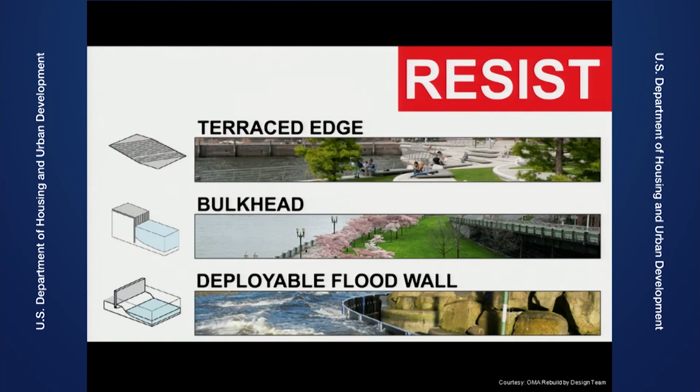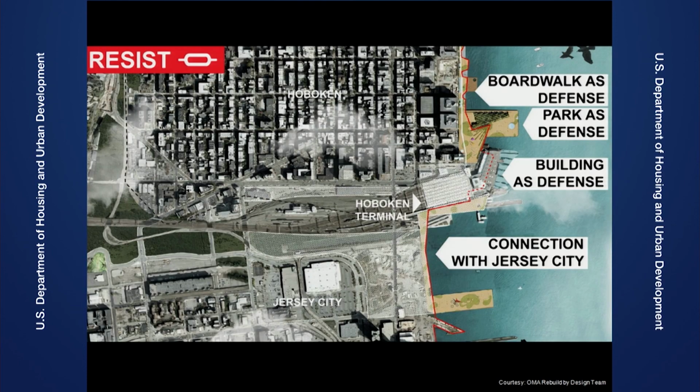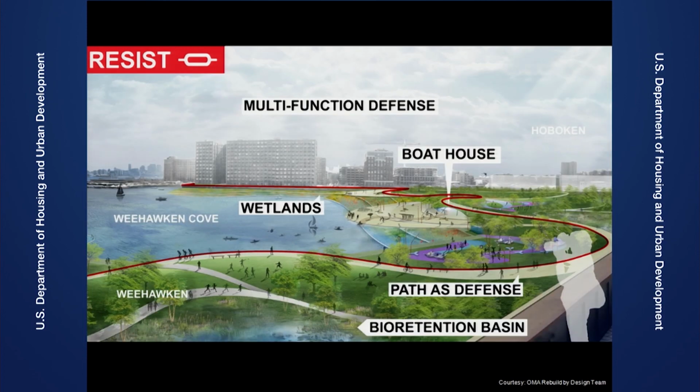In certain areas, this could look like a terraced green edge. In others, a more traditional bulkhead. In others, a deployable flood wall. It's a weaving together of these different design approaches, incorporating a boardwalk as defense, a park as defense, or a building as defense. And the objective is to create resilience that is multi-layered and multifunctional, reducing risk while restoring wetlands and capitalizing on natural features for bioretention.